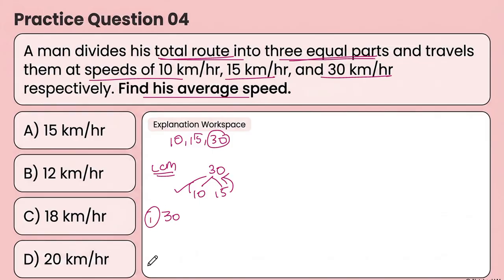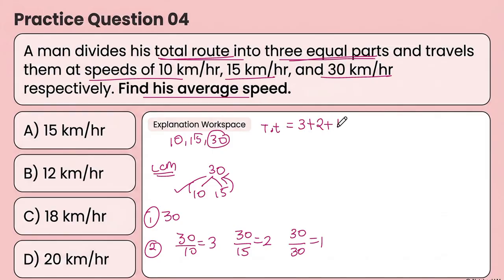First part is done. Second part, find out the time intervals. 30 upon 10 is 3. Then 30 upon 15 is 2. And 30 upon 30 is 1. So what is the total time? Total time is equal to 3 plus 2 plus 1. 3 plus 2 is 5, 5 plus 1 is 6. The total time is 6.